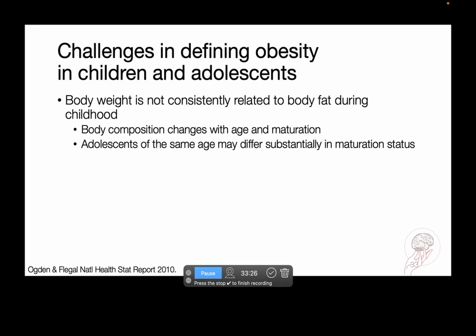Now, this gets tricky in children and adolescents. Body weight is not consistently related to body fat during childhood, and body composition changes with age and maturation. Adolescents of the same age may differ substantially in maturation. Think about in high school, I think it's most obvious in the boys, but there'll be some boys who look like they're still little kids. And there'll be some boys in the exact same grade, exact same age, who are growing facial hair. So even though they're the same age, they're different maturation status.